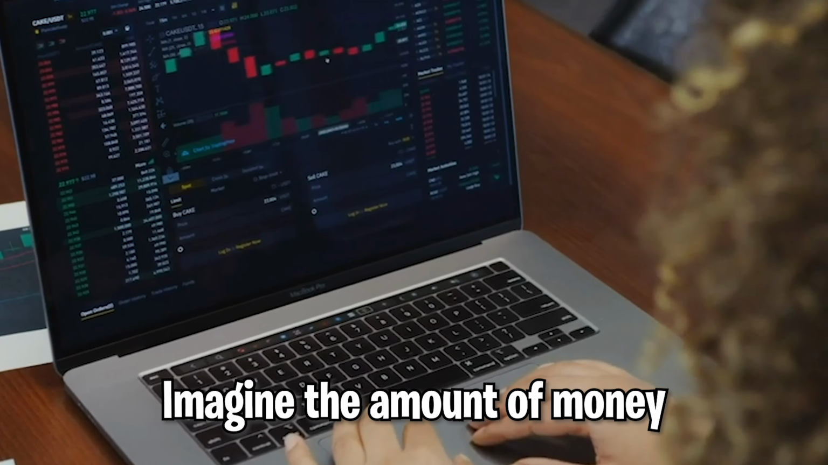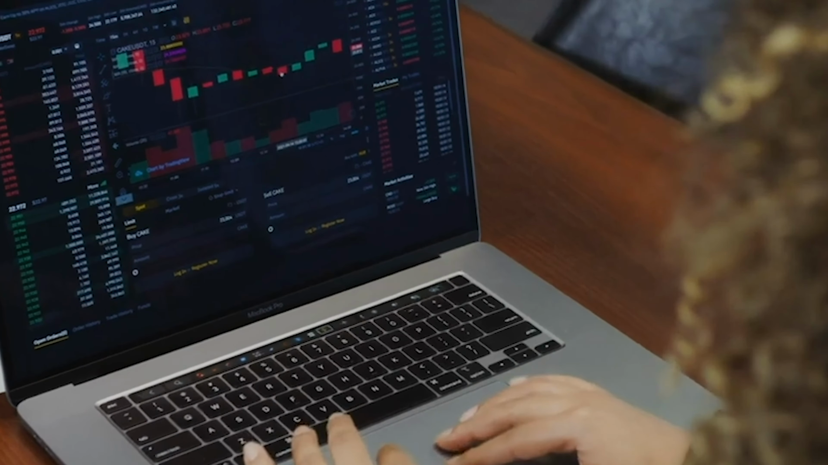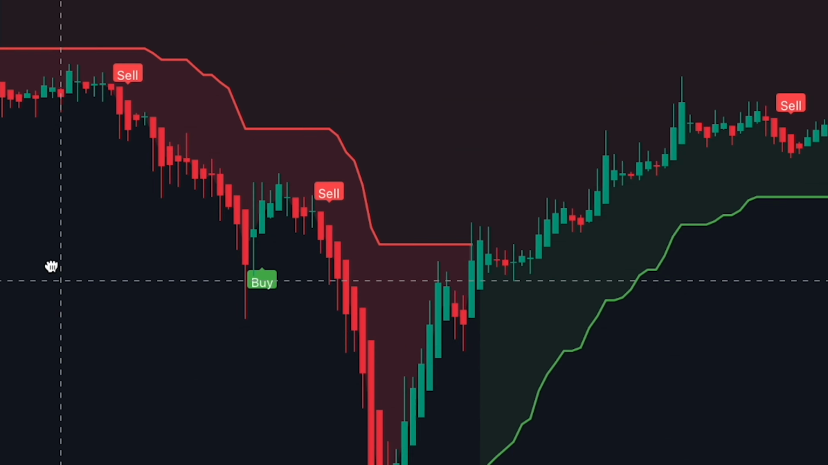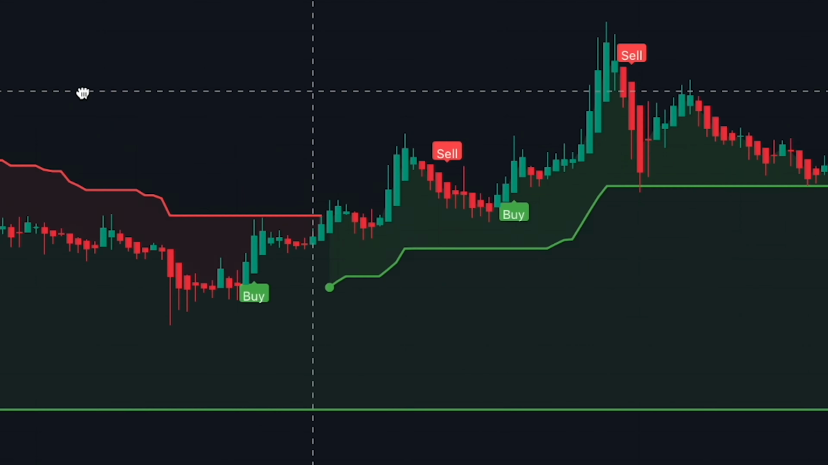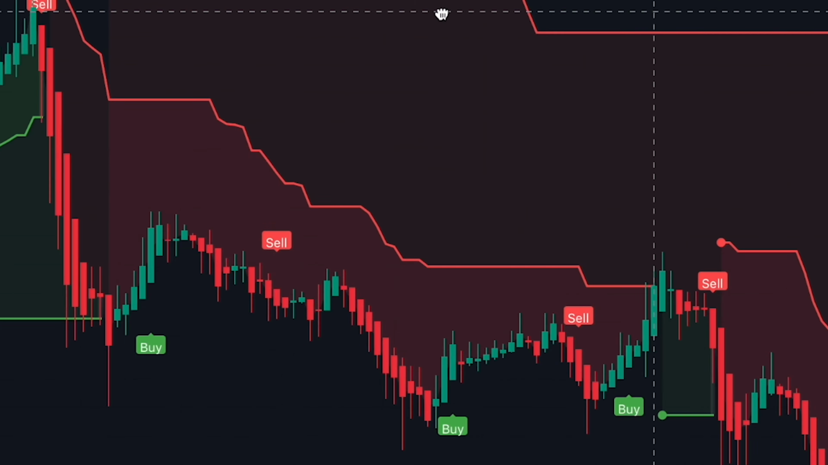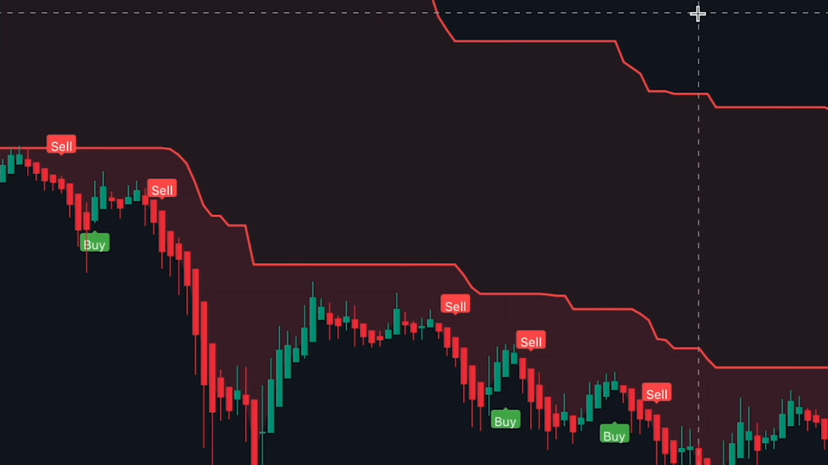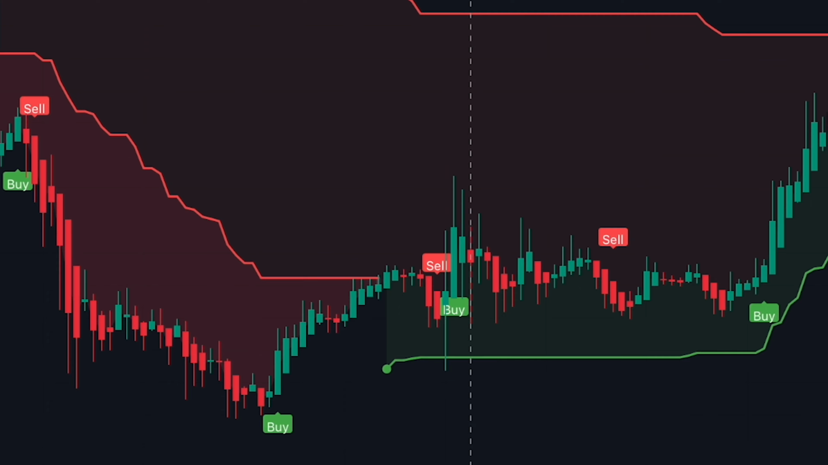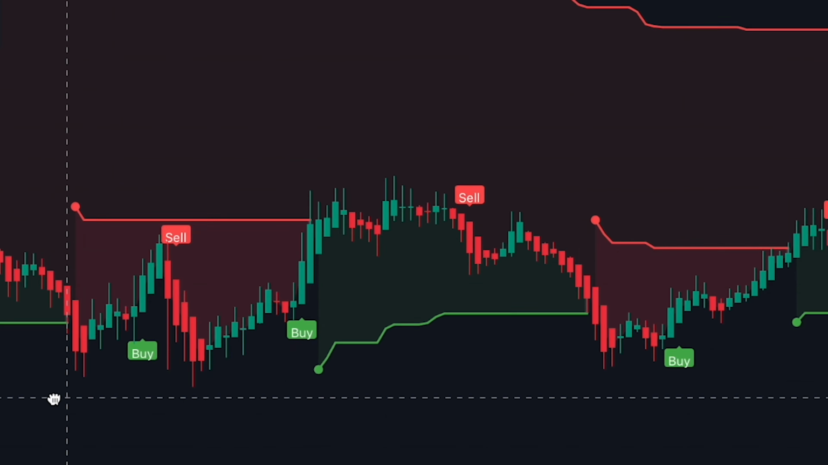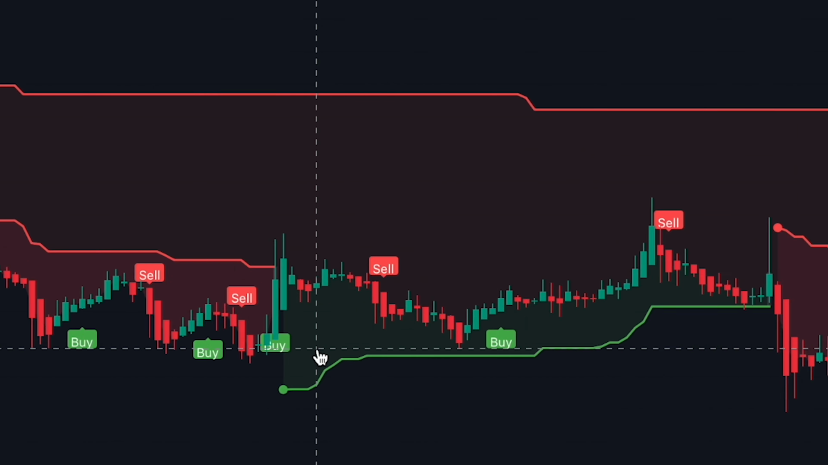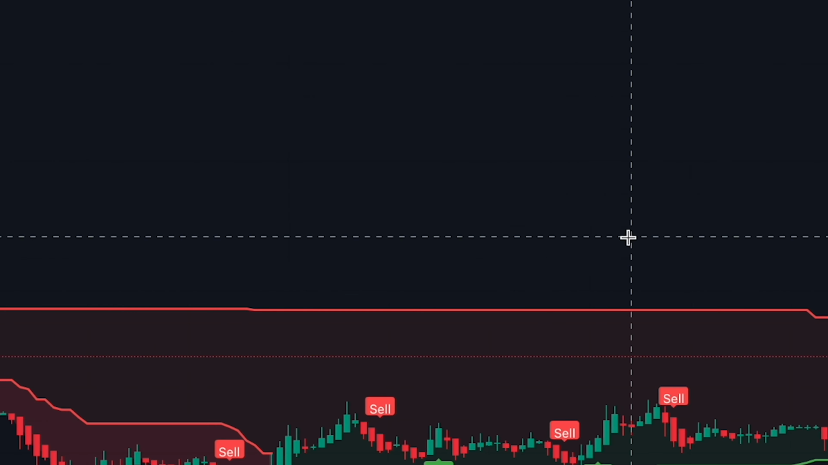Imagine the amount of money you could have made if you had risked 3% of your account per transaction using this strategy. You don't need to use any premium or paid indicators, you can use it for free. In fact, the combination of indicators I discovered yields outcomes that are even better than some premium tools that cost hundreds of dollars. This trading strategy generates a large number of high-quality signals each day and can be used to trade stocks, cryptocurrencies, and Forex. You only need the Heiken Ashi candlesticks and the super trend indicator, as I already stated.